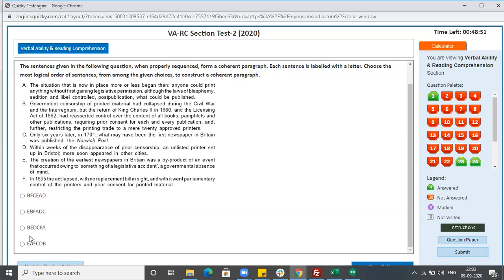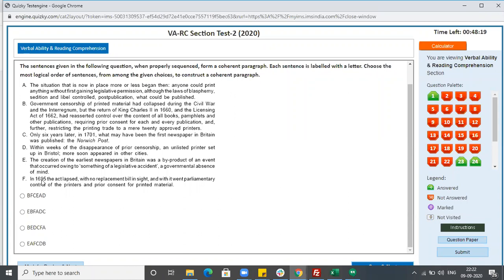Next, let's see after E, B or A, which is better. After E, which is absence of mind, the situation that is now in place. No, E and then government spends. I'm talking about this governmental absence of mind, and then in B, I'm immediately talking about this government incident where the government proved its absence of mind. Government censorship of printed material had collapsed during the Civil War and the return of the King, and the license had reasserted control over the applications. Okay, EB is something I'm inclined towards, but let me confirm.